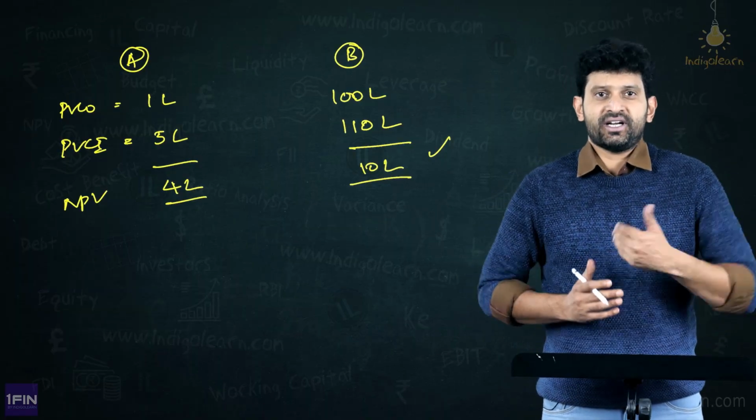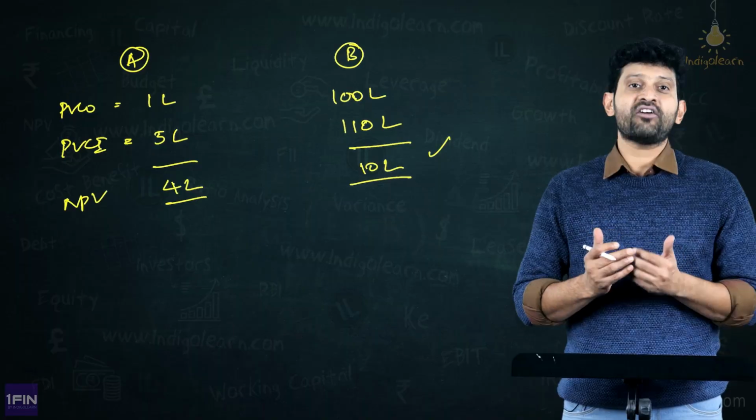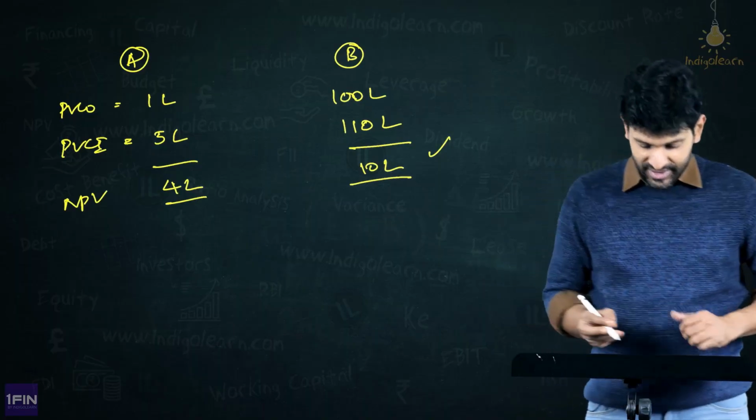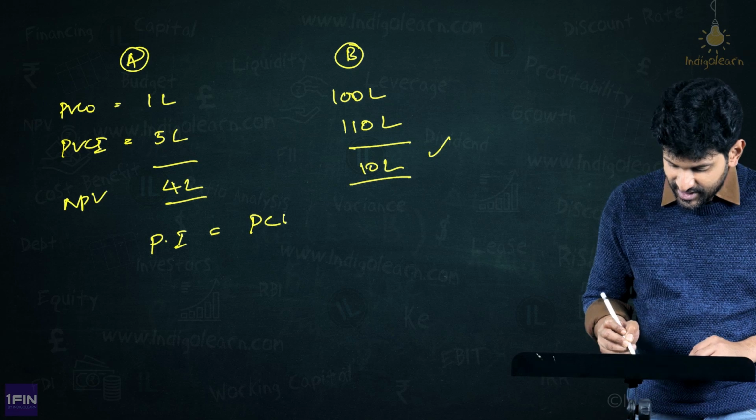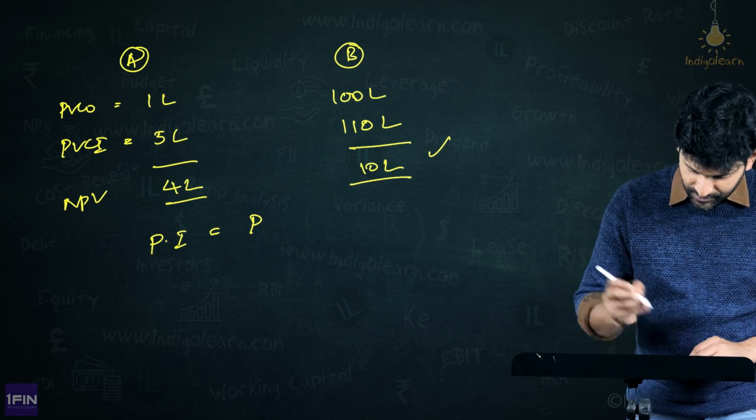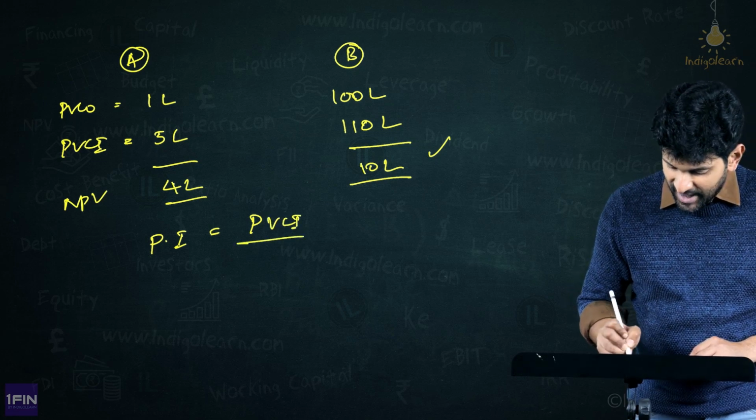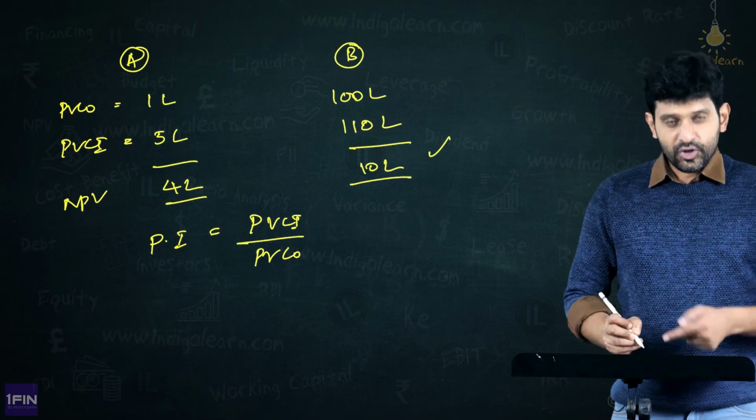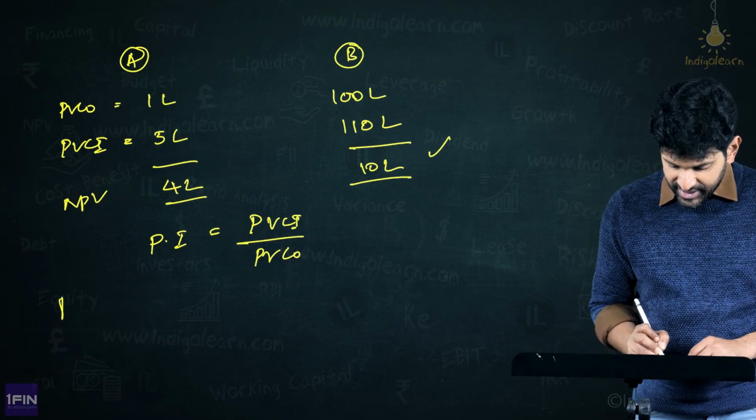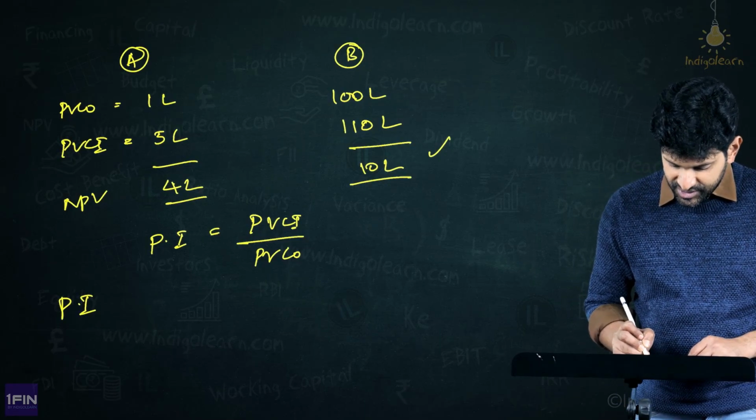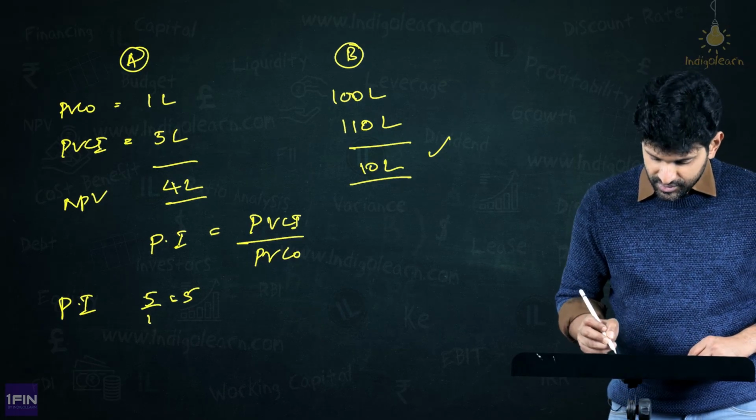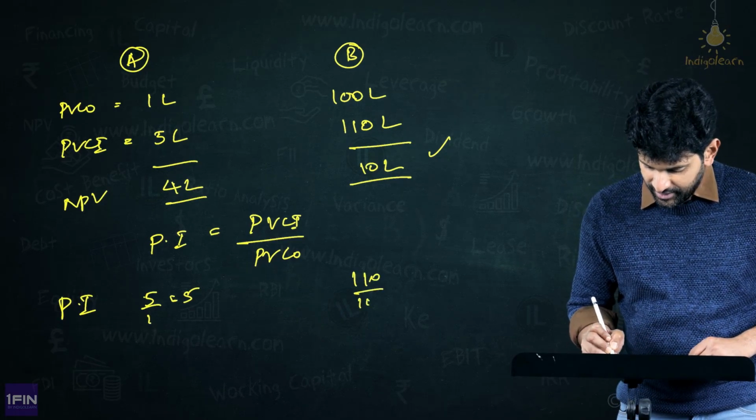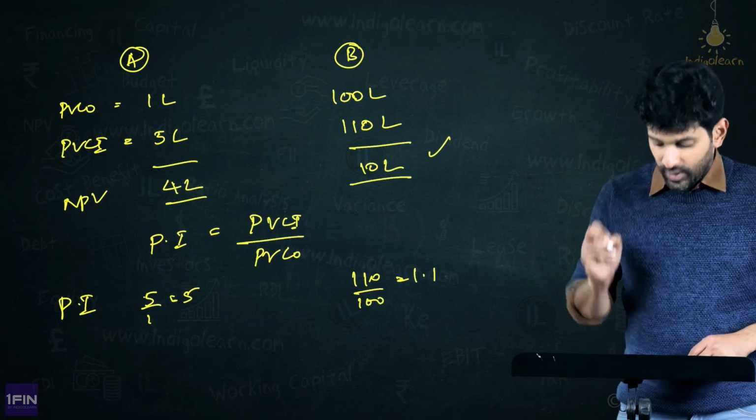Now, what is profitability index? It talks about the ratio of inflows and outflows. That is, profitability index is equal to PVCI by PVCO. Now, if you look at this, the profitability index of project A is 5 by 1, that is 5 times. This one is 110 by 100, it is only 1.1 times.